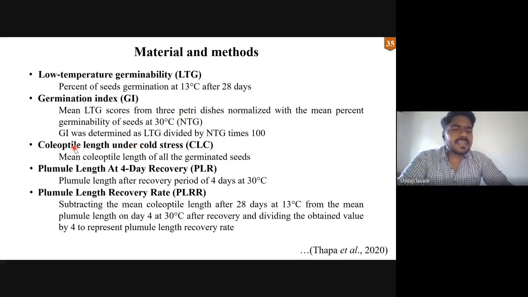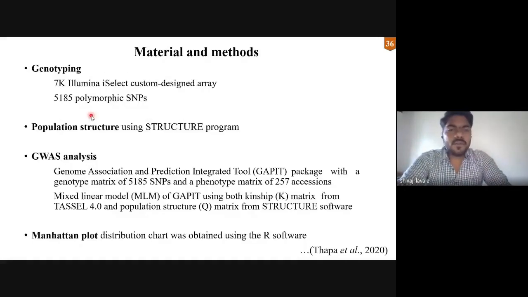Then coleoptile length under cold stress was measured. Then after 4 days of recovery at 30 degrees Celsius, the plumule length at 4 days recovery was calculated. When they divided by 4, the plumule length recovery rate was obtained. Genotyping was done using 5,185 polymorphic SNPs. Population structure was found using the structure program. GWAS analysis was done using GAPIT software and Tassel software, and the Manhattan plot was drawn using R software.